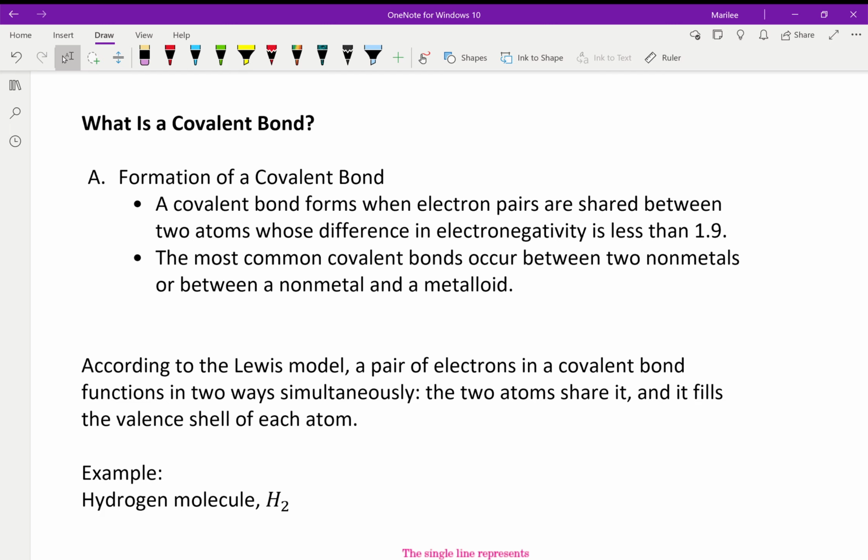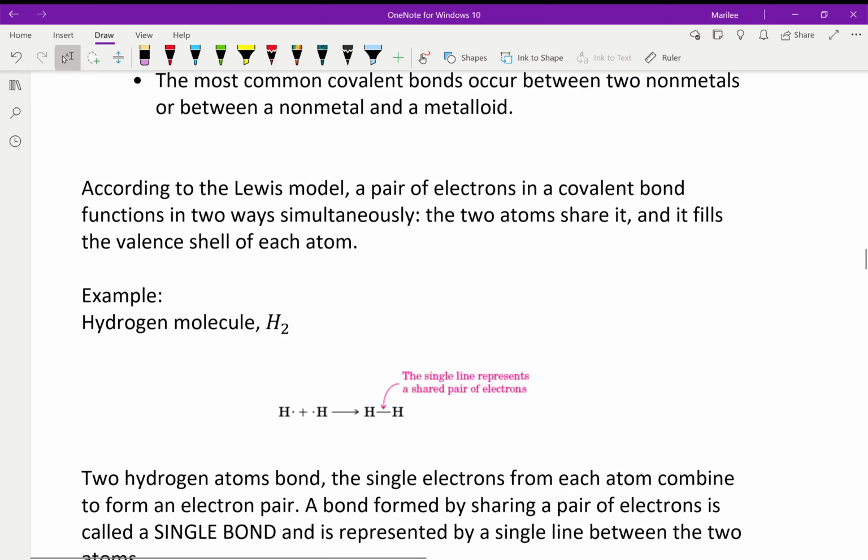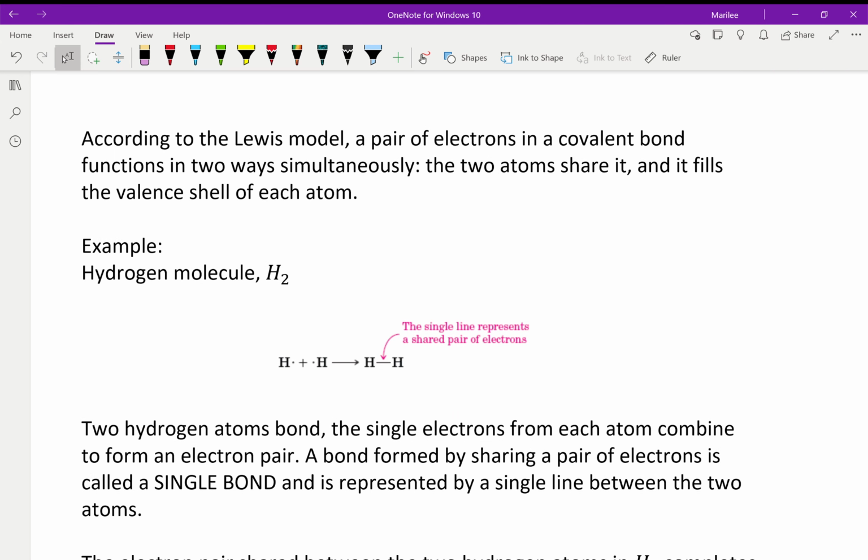And the most common covalent bonds occur between nonmetals and metalloids, or between two nonmetals. According to the Lewis model, a pair of electrons in a covalent bond functions in two ways. The two atoms either share it or it fills the valence shell of each atom.